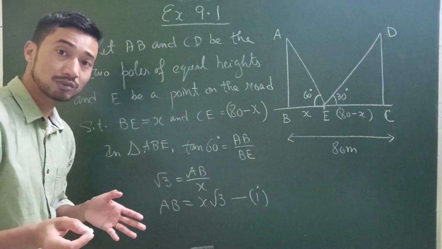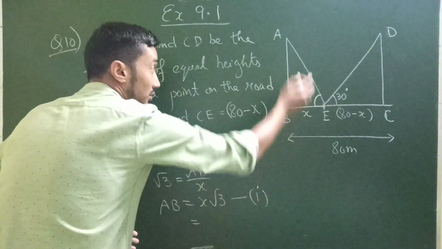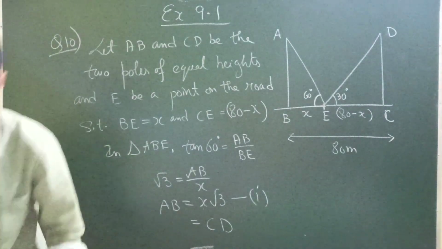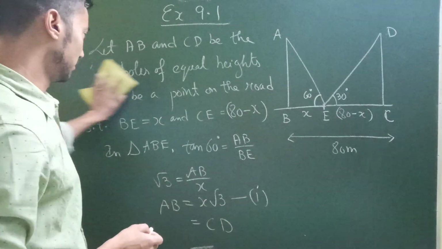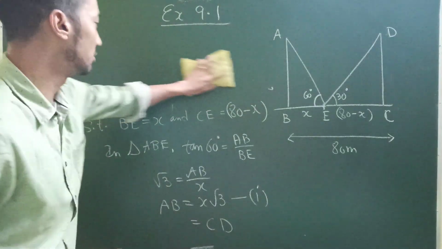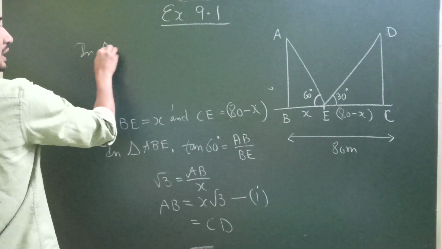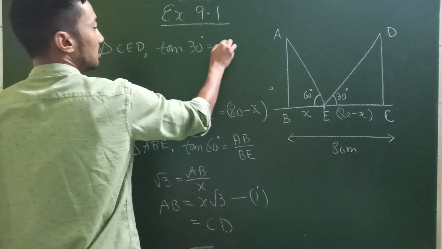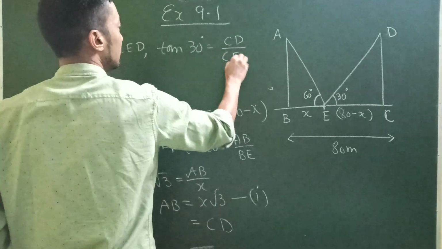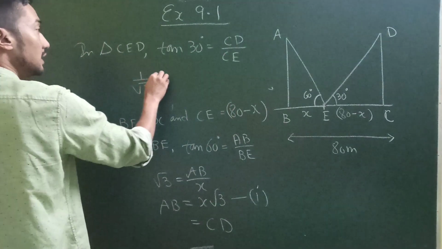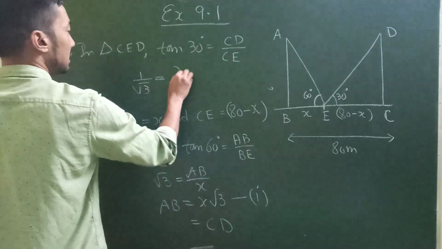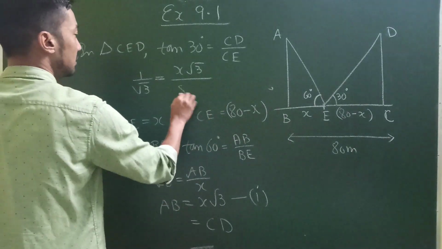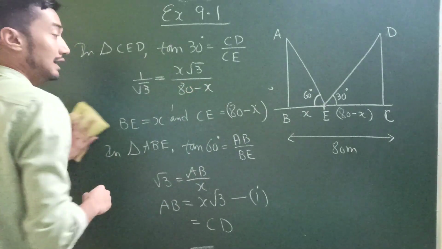Since the poles are of equal heights, this is also equal to CD, because it is given in the question very clearly. So let it be as it is. Now let's move on to the other triangle. In triangle CED, tan 30 will be equal to CD by CE. Tan 30 is 1 by root 3. For CD we can use AB, that is x root 3, already explained here. And EC we assumed to be 80 minus x.